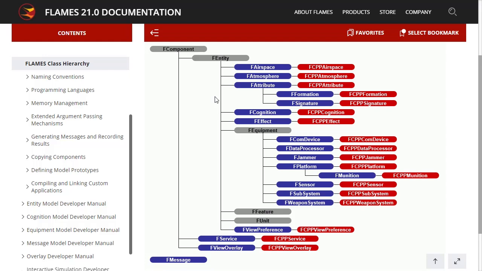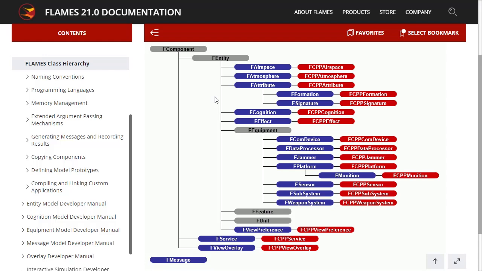But at the time when Ada did need to be used, if we had written the core in C++, we wouldn't have been able to provide native support for Ada. But because we had our Flames classes written in C, it was possible to inherit C classes in Ada and then build models in Ada. So cross-language is a very important part, and who knows what will happen in the years to come.